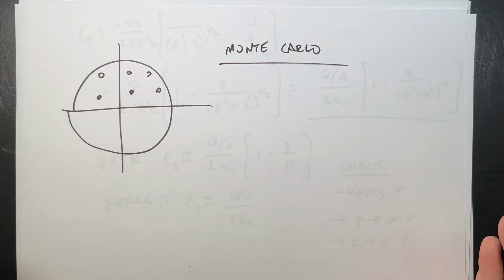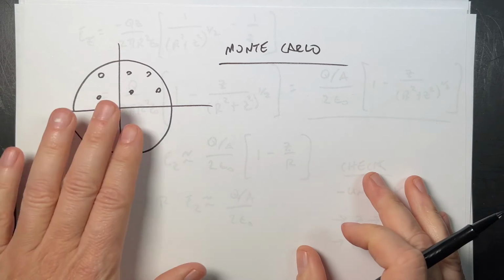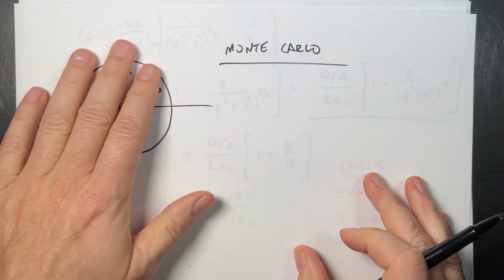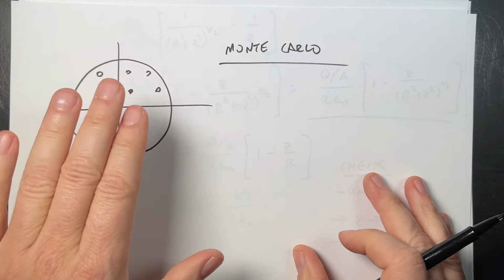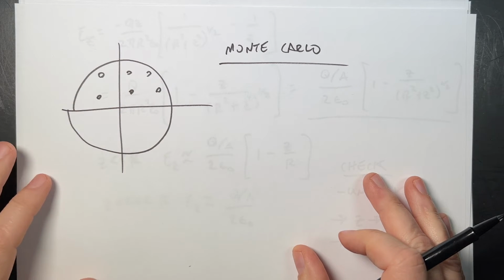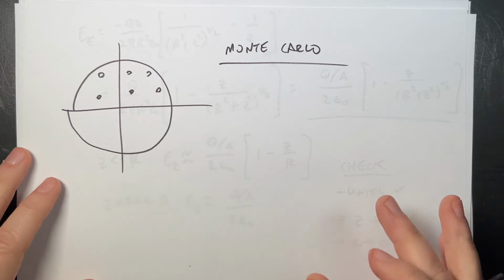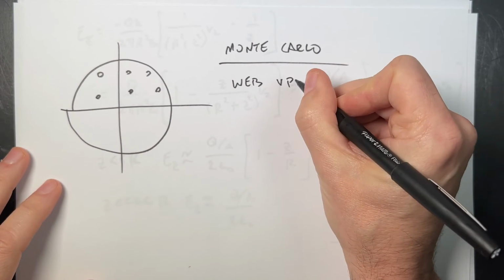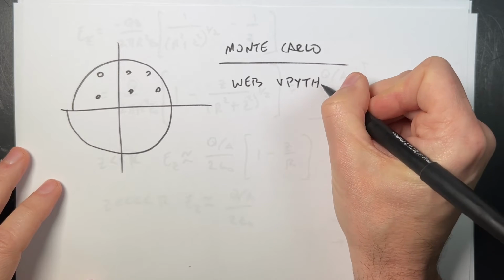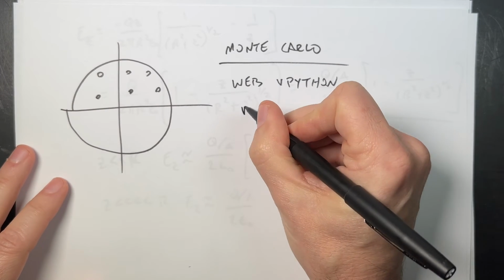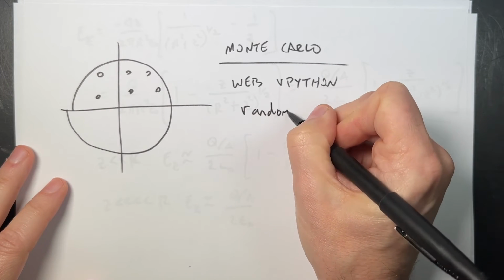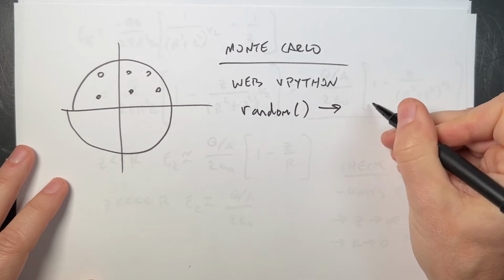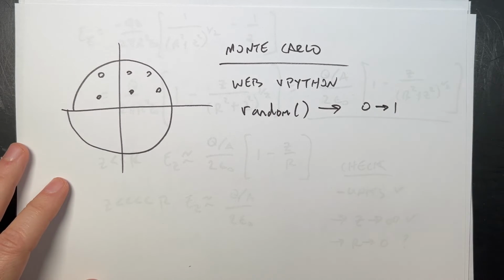You can use it in a lot of different ways. We're going to use random numbers to distribute our charges. We're going to put a whole bunch of charges on the plate and then calculate the electric field due to all those charges. Now, in Web VPython, I'm going to write this down. In Web VPython, really the only random number function we have is random, and it gives a number between 0 and 1.